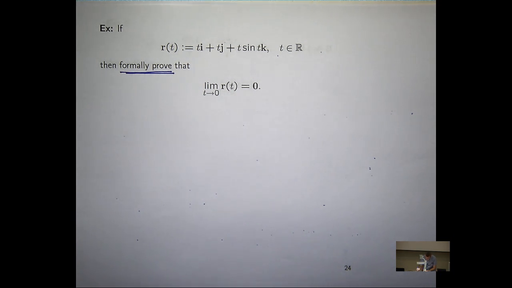Formally prove that the limit of this vector valued function is 0. Well, first of all, let's.